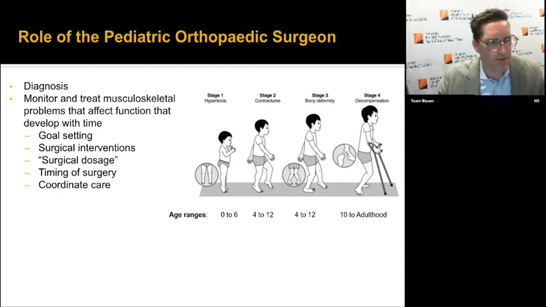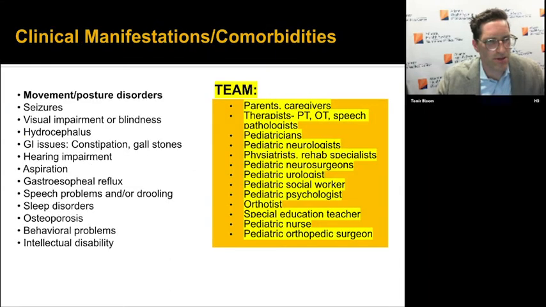Many of these patients will have other comorbidities or clinical manifestations. And although I primarily focus as an orthopedist on the movement and posture disorder, some of these clinical problems can have a greater impact on the quality of life and the health of the patient than addressing this issue. I am just one of a team of individuals that is many times required to optimally take care of patients with cerebral palsy.